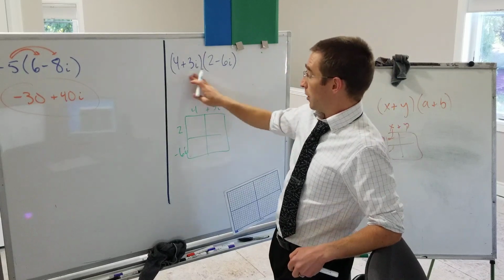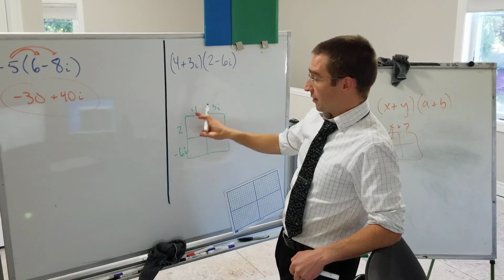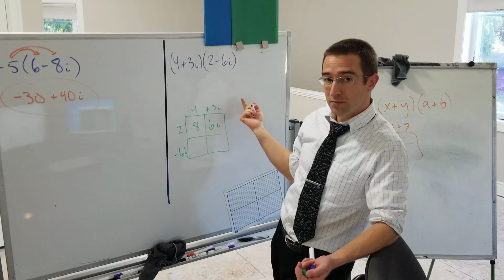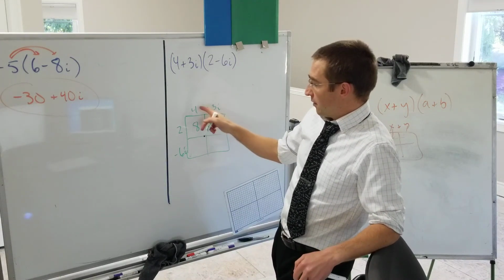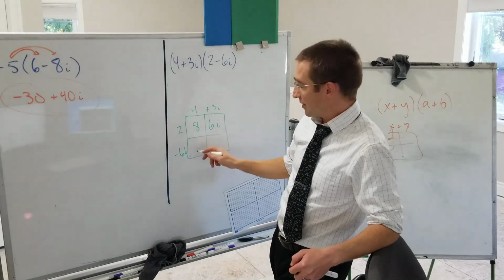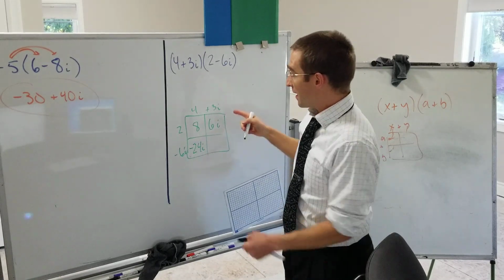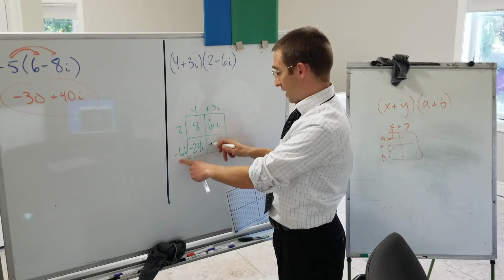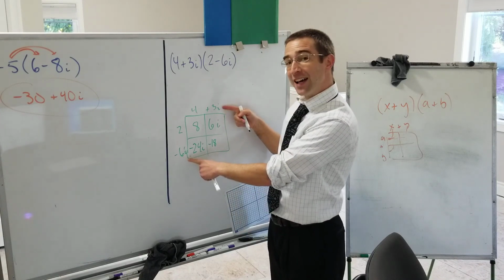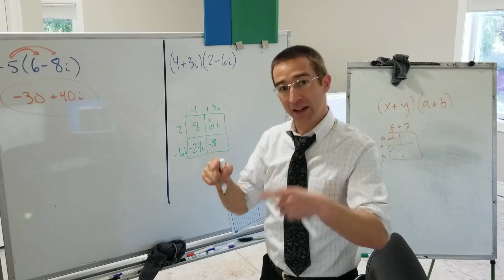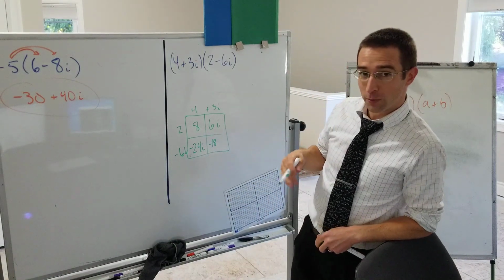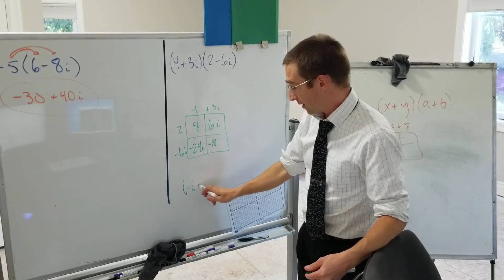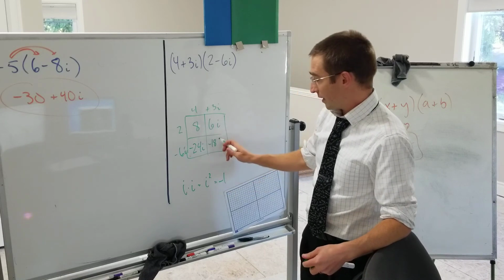So here, 4 plus 3i times 2 minus 6i. 4 times 2 gives me 8. 2 times 3 gives me 6i, because I can't multiply the i, but just 6i. 4 times negative 6 is negative 24i. And then here, this is the interesting one. We have 3 times negative 6 is negative 18, but then I have an i times an i. An i times an i is i squared, which is negative 1.